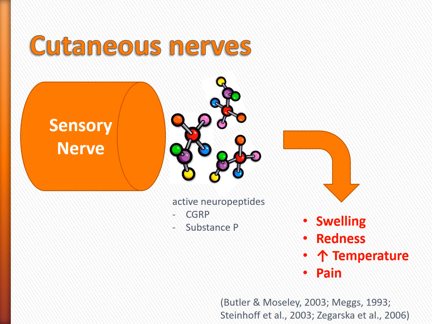As a result, after the release of those neuropeptides, the blood vessels around will dilate, and all the mediators and cells can rush into the area and cause inflammation. Any kind of inflammation which is initiated by the nervous system is called neurogenic inflammation.